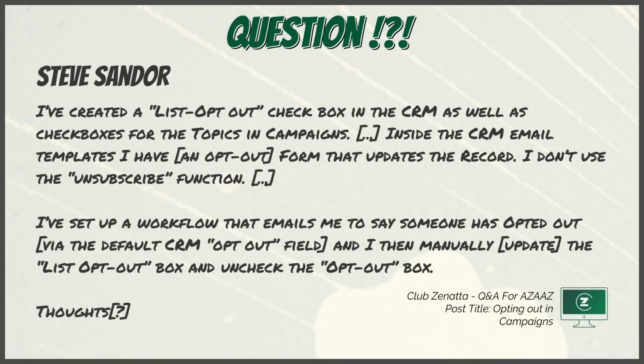All right, next question comes from Steve, over on Club Zenatta in the Q&A. The question is, I've created a list opt-out checkbox in the CRM, as well as checkboxes for the topics in campaigns. Inside the CRM email templates, I have an opt-out form that updates the record. This is a pretty common implementation. Essentially, you've got a form link in your CRM email that checks a box. He does not use the unsubscribe function. I've set up a workflow that emails me to say someone has opted out via the default CRM opt-out field. Then I manually update the list opt-out box and uncheck the opt-out box.